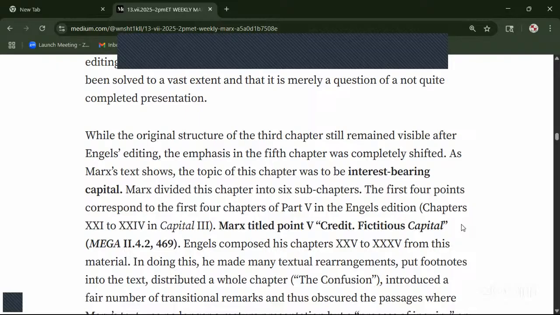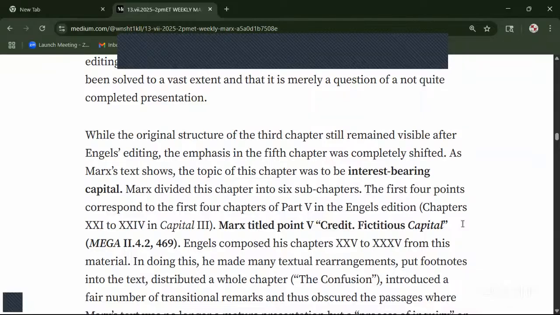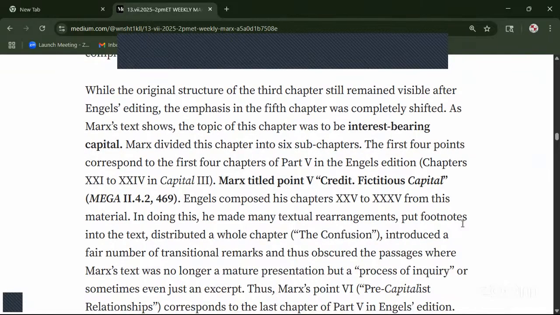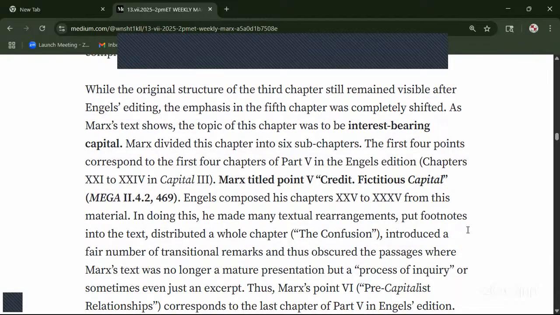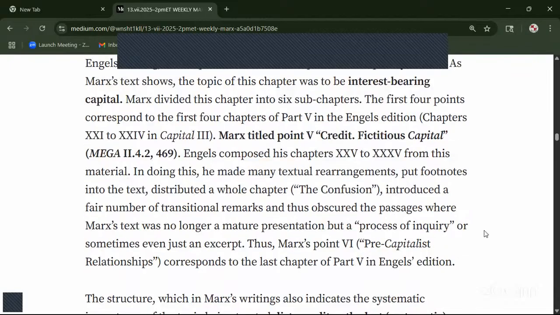Marx titled Point 5, Credit, Fictitious Capital. Engels composed his chapters 25 to 35 from this material. Now, in doing this, he made many textual rearrangements, put footnotes into the text, distributed a whole chapter, called the confusion, introduced a fair number of transitional remarks, and thus obscured the passages where Marx's text was no longer in a mature presentation, but a process of inquiry, or sometimes even just an excerpt.